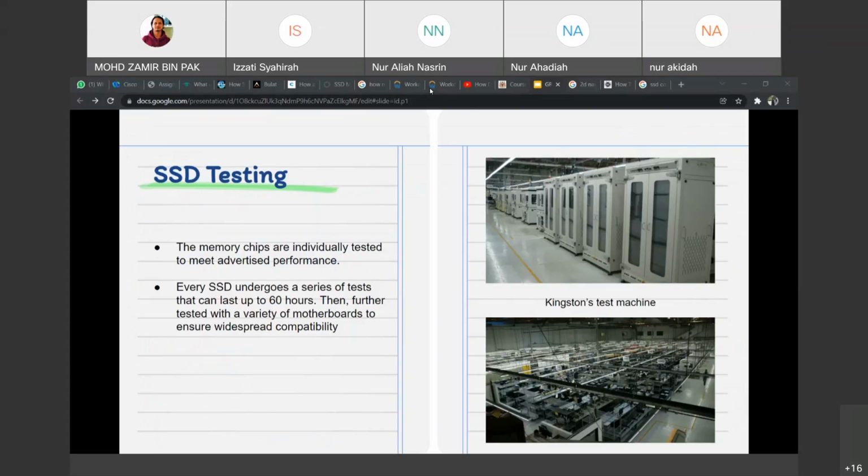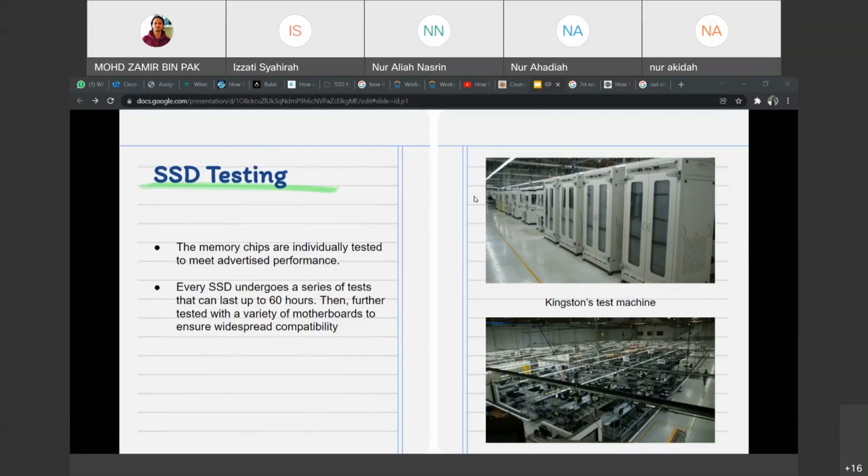Okay, for the next part, after going through the development process, the SSD itself will undergo a testing process. In this testing process, the memory chips are individually tested to meet the advertised performance, and each of the SSDs will undergo a series of tests that can last up to 60 hours, and then it will be further tested with a variety of motherboards to ensure widespread compatibility.